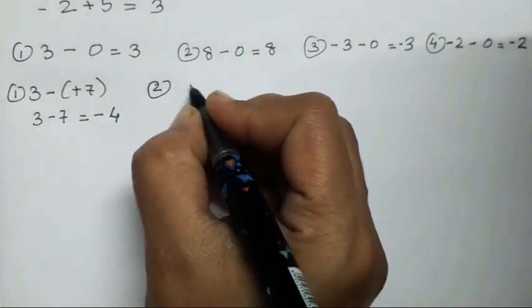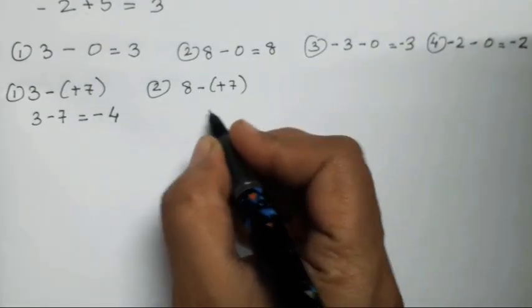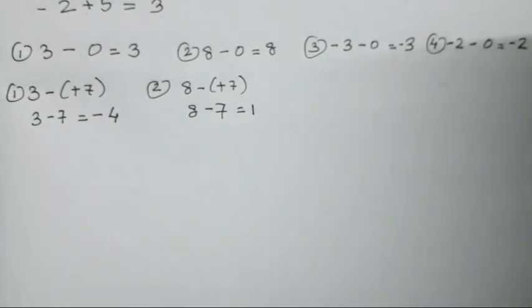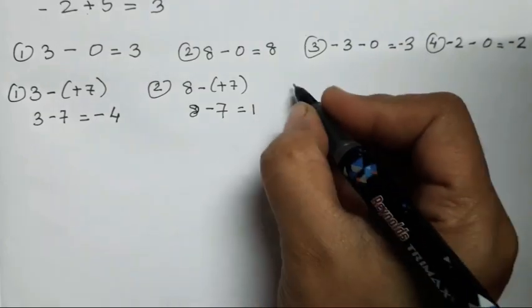Second one is going to be 8 minus plus 7. Minus and plus is going to be minus. So 8 minus 7 is going to be 1. Sign of the bigger number, that is positive. So you have to give a positive number.